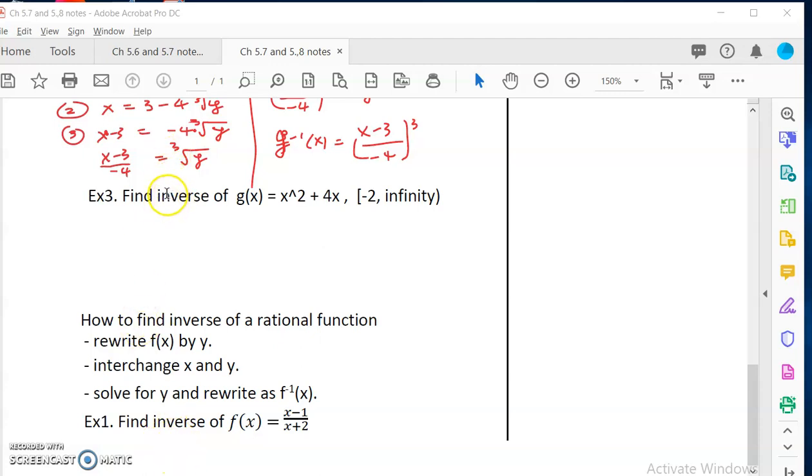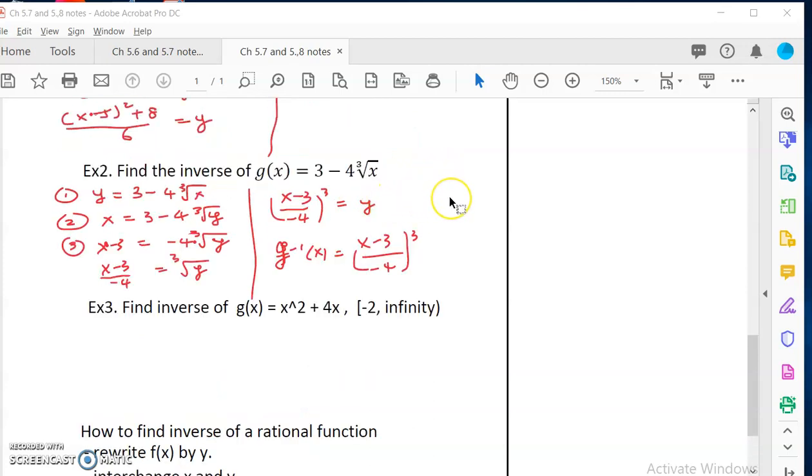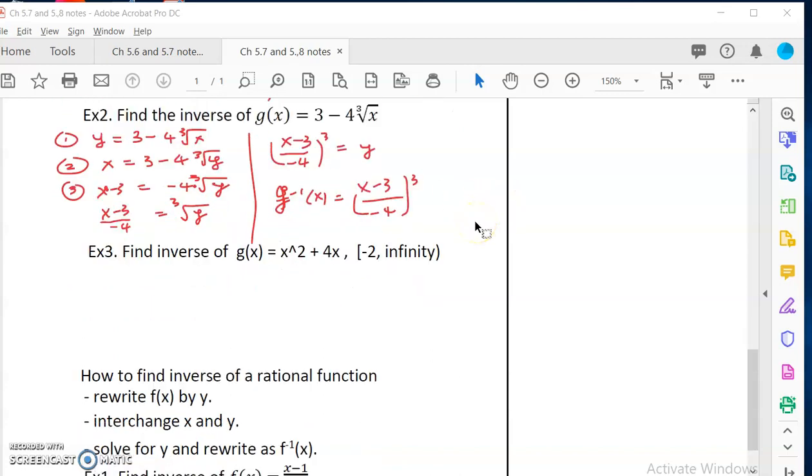So last time, in part 1 of the video, I showed how you can find the inverse of a polynomial as well as a radical function. Mainly they were just a cube root or an x cubed term, or an x squared term and a cube term. Now I want to show you a polynomial that has both an x squared and an x term. So how do we find the inverse? Because these are a little more difficult.